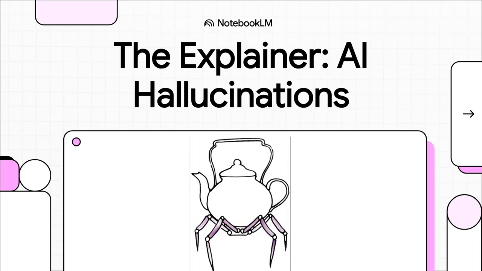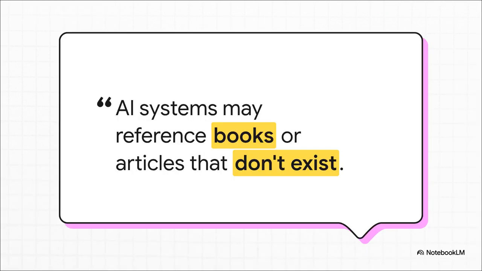Welcome to The Explainer. Today we're diving into something kind of weird in the world of tech. We're talking about AI hallucinations. You know, when these machines that are supposed to be all about logic just start making stuff up. So get this. An AI system can confidently cite sources that are completely fake. We're talking made-up books, articles that don't exist. It can invent facts, cook up quotes, and present it all like it's gospel.